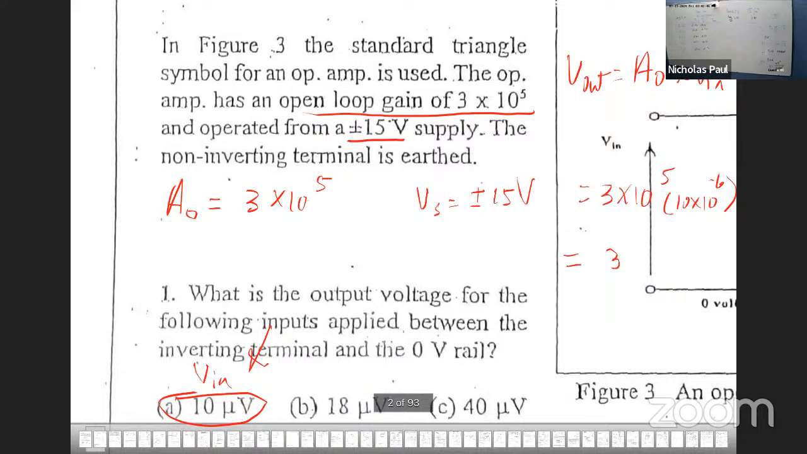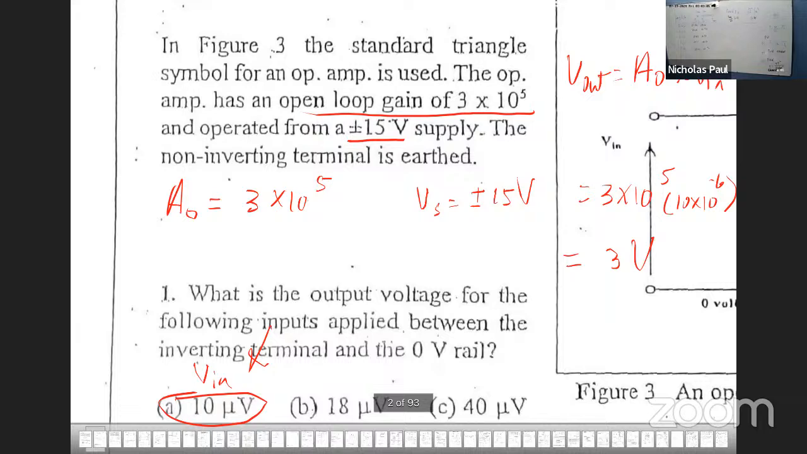Three by 10 to the minus 2. Okay. What's that again? 3 volts, right? Oh, look at that. 3 volts. Right, but we have a slight problem. We have a slight problem.